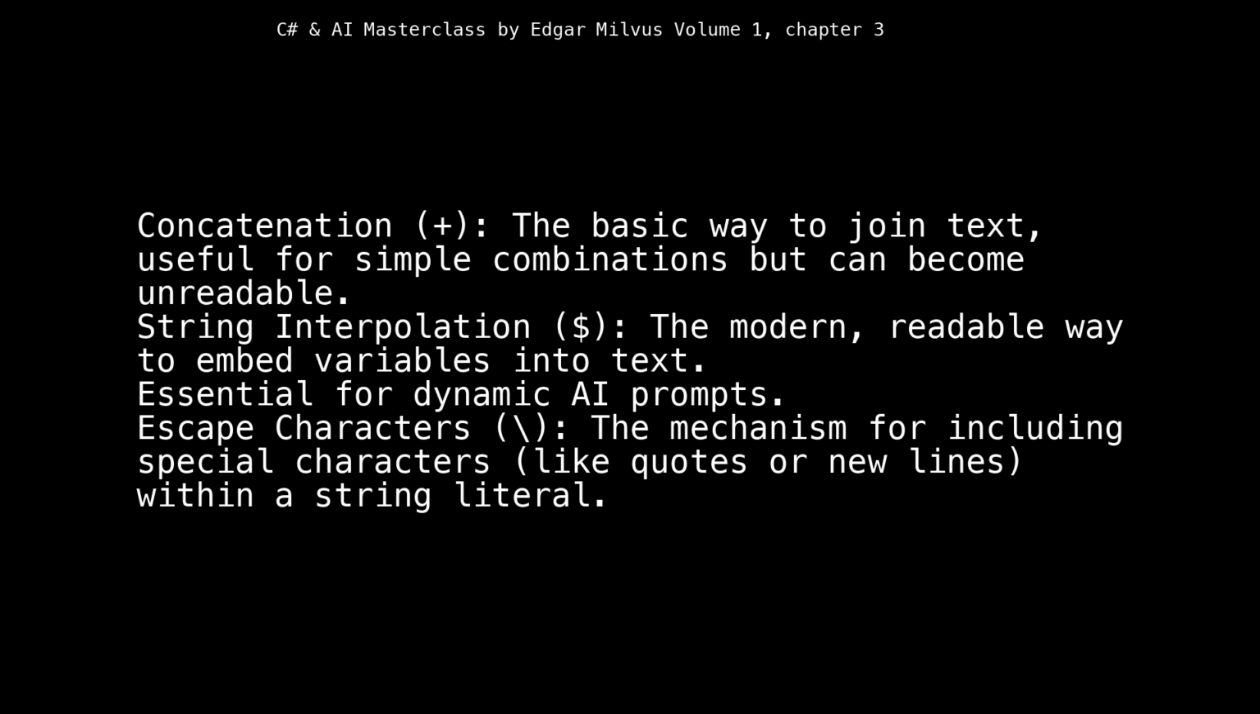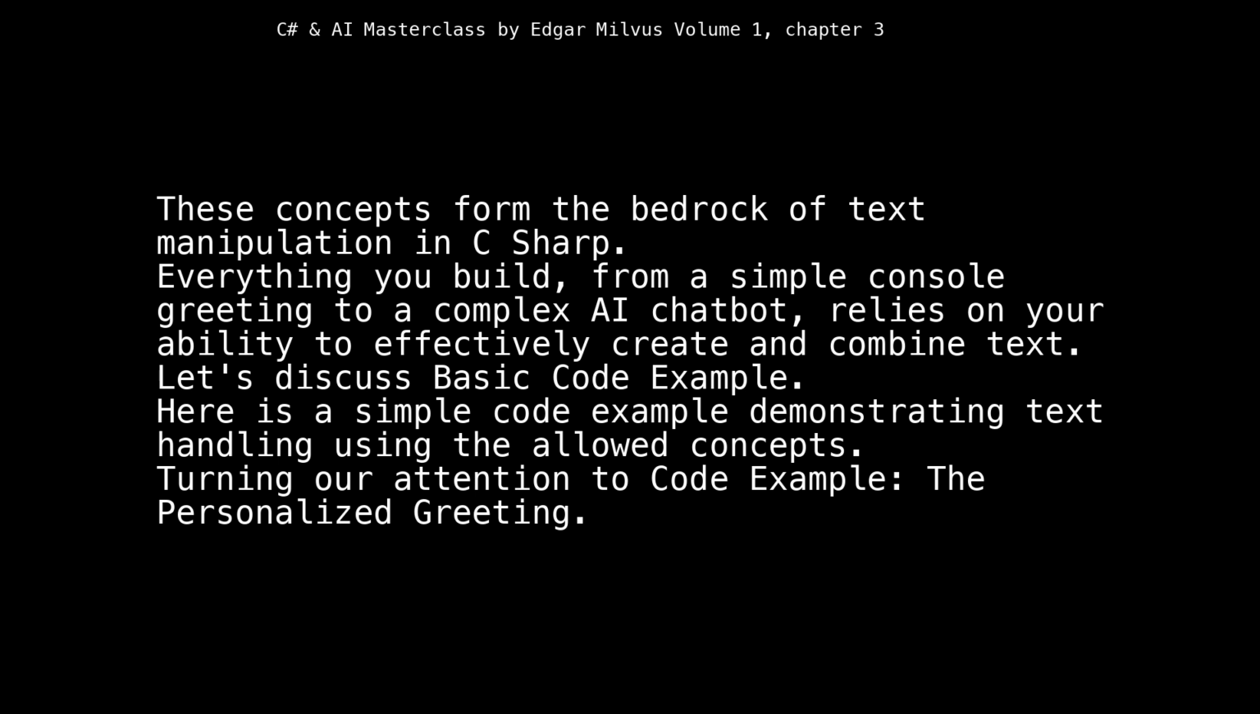String interpolation, the modern, readable way to embed variables into text. Essential for dynamic AI prompts. Escape characters, the mechanism for including special characters, like quotes or new lines, within a string literal. These concepts form the bedrock of text manipulation in C#.